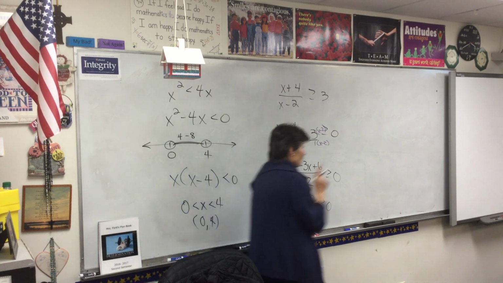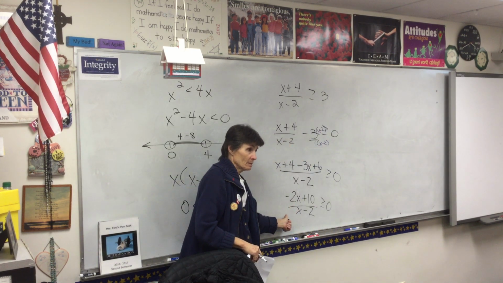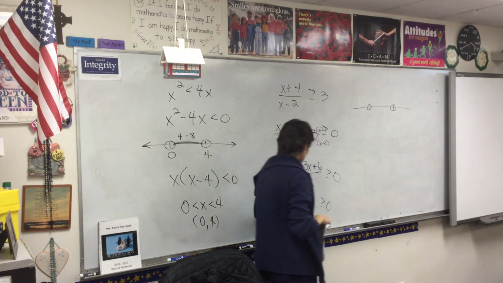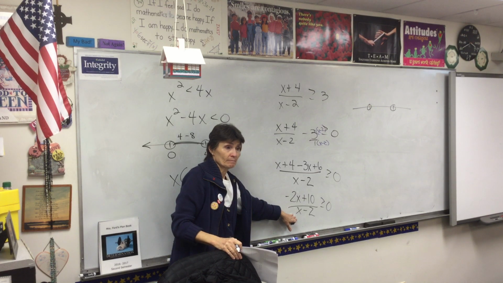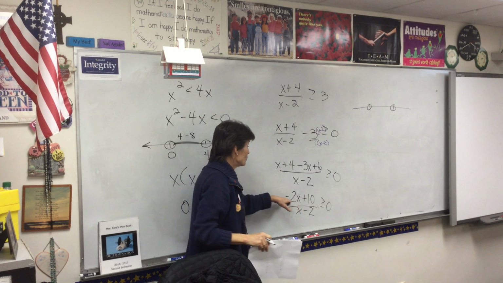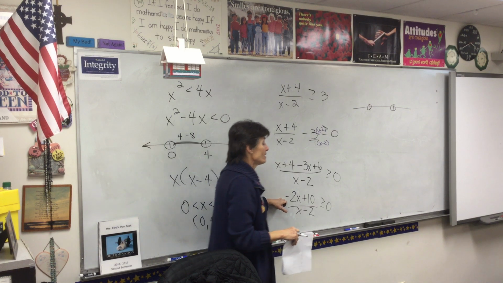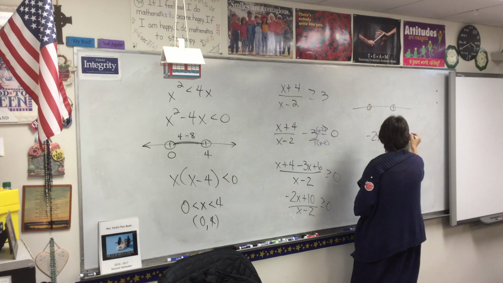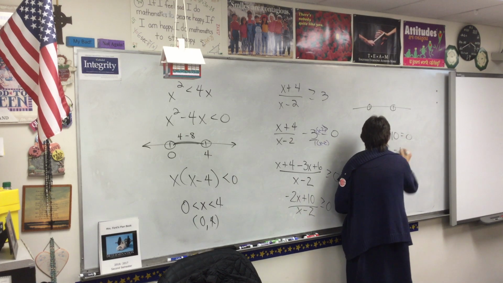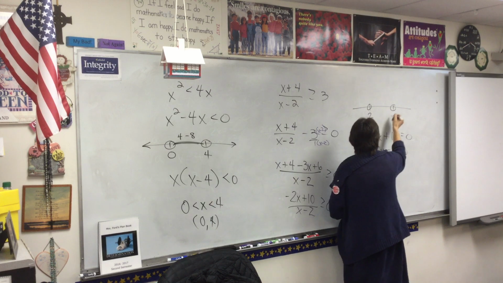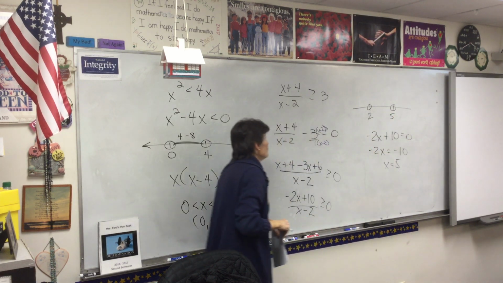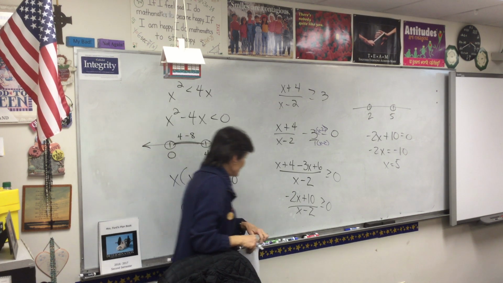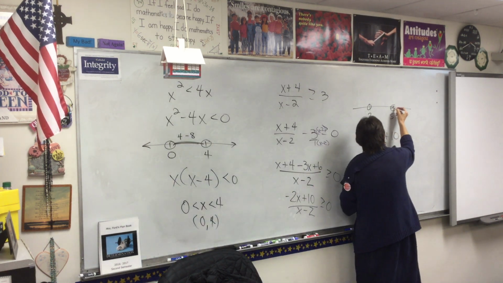Now I have one numerator and one denominator. So I'm going to have a number line and I'm going to get a dot for each. Well, the denominator dot's easy, 2. The numerator dot is also easy, but you might want to work it out. Negative 2x plus 10 equals 0, so 5. So you're going to have a dot at 2 and a dot at 5. 5 is filled in and 2 is not. Very good, Anthony.